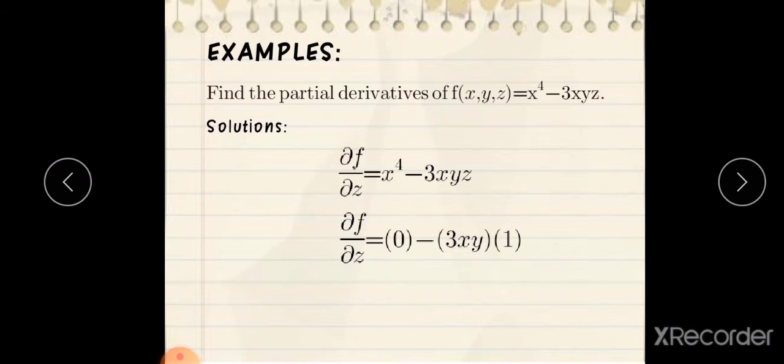because our x here is the other variable, which we must treat as a constant. So the derivative of x to the fourth is 0. So minus, by using the product rule of differentiation on 3xyz, we have 3xy times 1. So we have the final answer. The partial derivative of the function with respect to z is equal to negative 3xy. So that is the solution of example number 1.